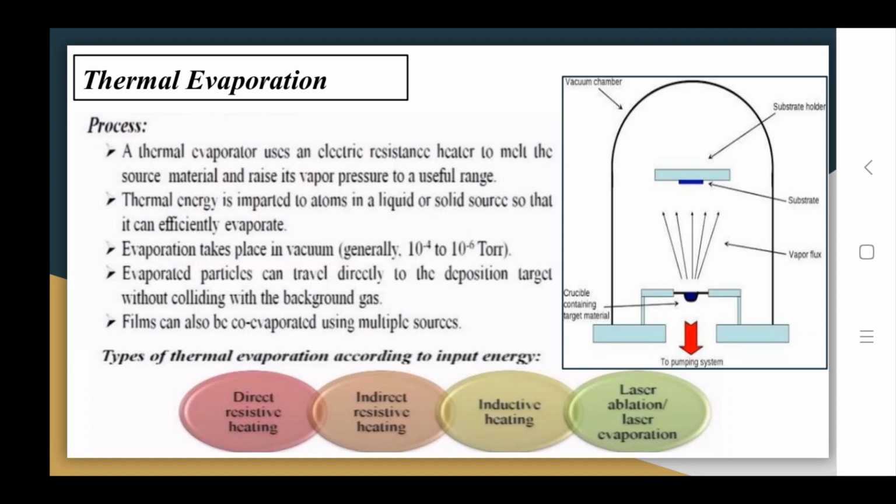Okay, so now from this we can see that there are several thermal evaporation types according to the input energy. First is direct resistive heating, then indirect resistive heating, then inductive heating, and laser ablation.